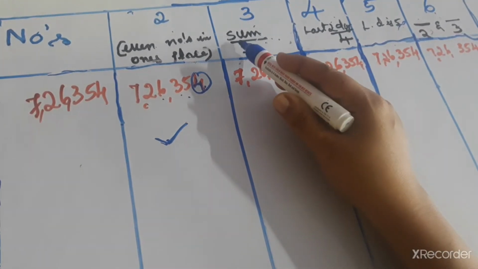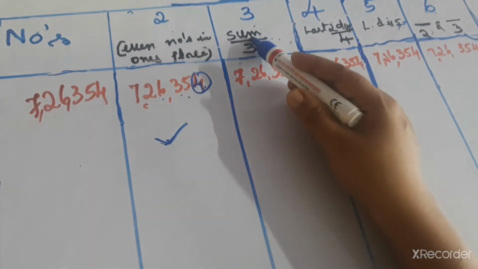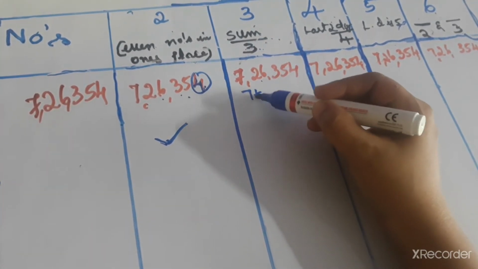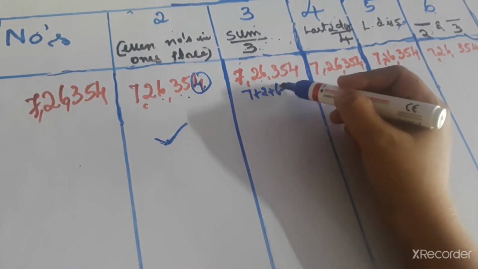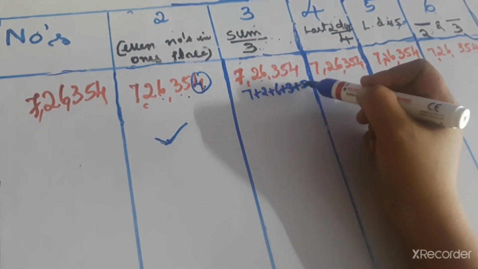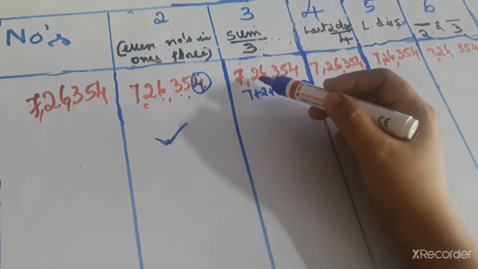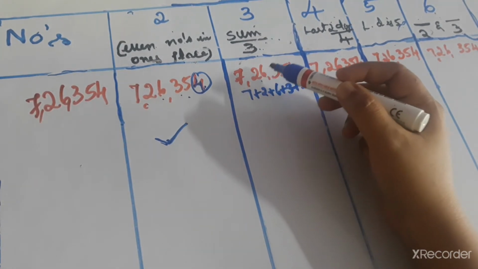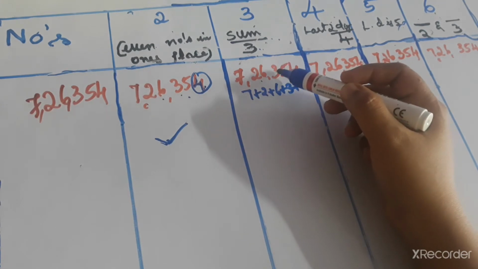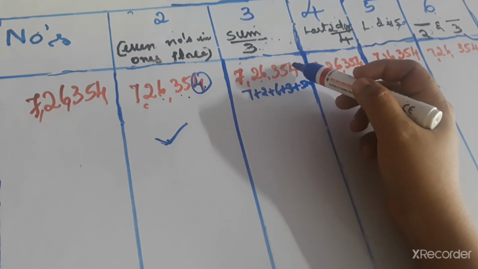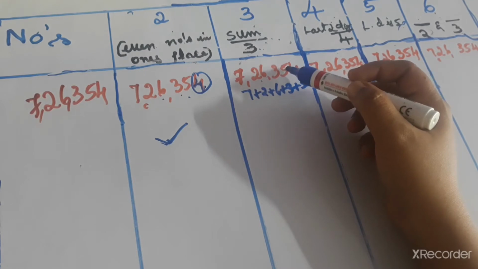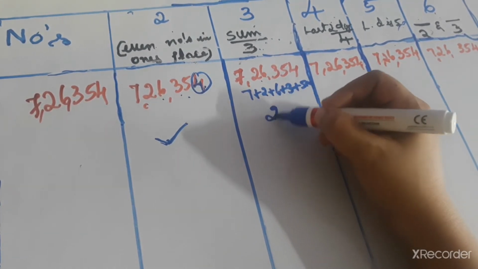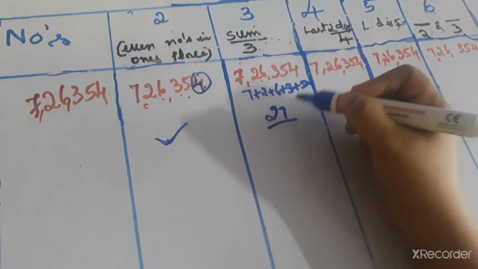The next is 3. The 3 rule means the sum should be divisible by 3. Sum means 7 plus 2 plus 7 plus 2 plus 6 plus 3 plus 5 plus 4. 7 plus 2 is 9. 9 plus 6 is 15. 15 plus 3 is 18. 18 plus 4 is 22. 22 plus 5 is 27. So the total is 27. 27 by 3.